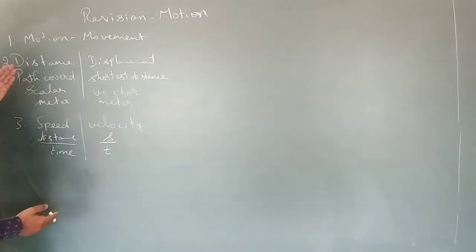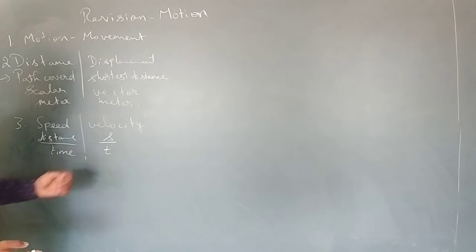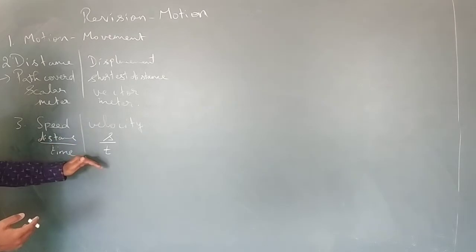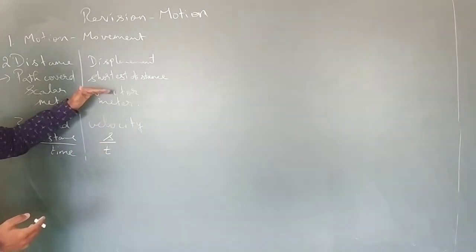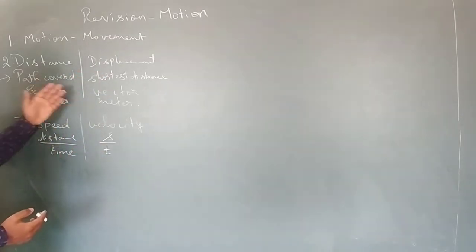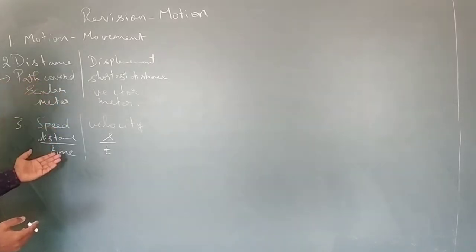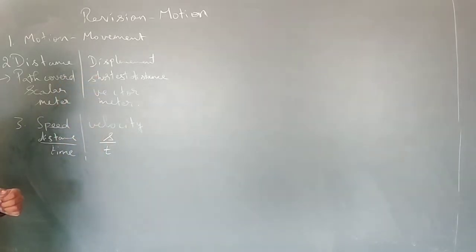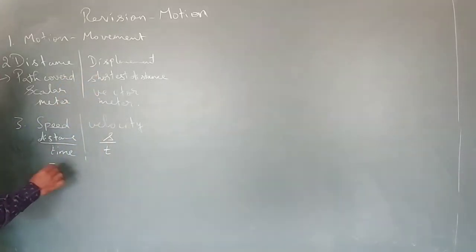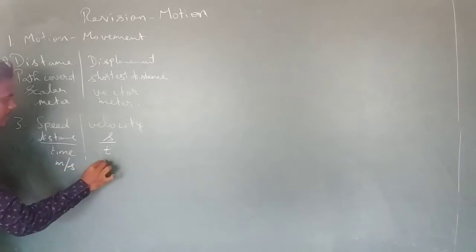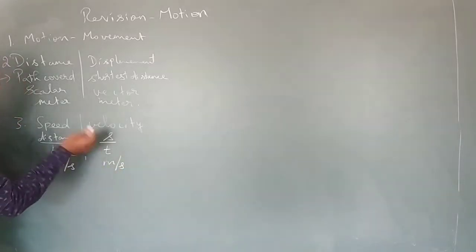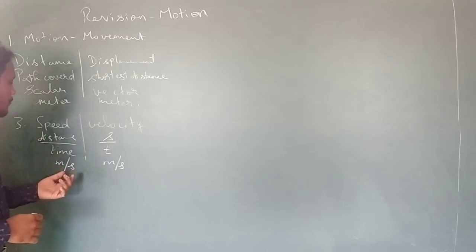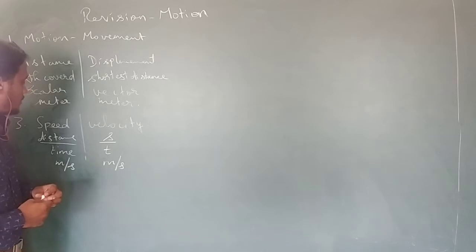Now similar to distance and displacement, speed and velocity have the same properties. Speed is also scalar, velocity is also vector, just like displacement. Because speed comes from distance, which is a scalar quantity, and velocity comes from displacement, which is a vector quantity, right? Coming to the SI units, the SI unit is meter per second. Here too the SI unit is meter per second. So just like distance and displacement, speed and velocity also have the same SI units, right?